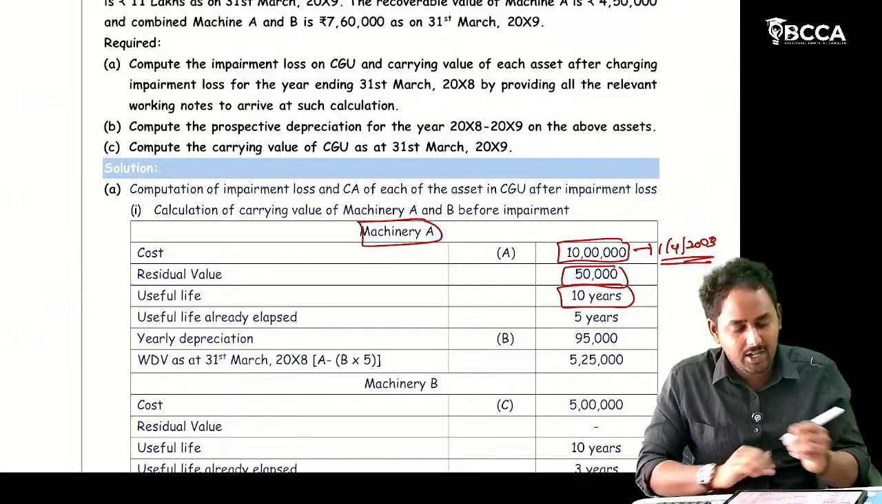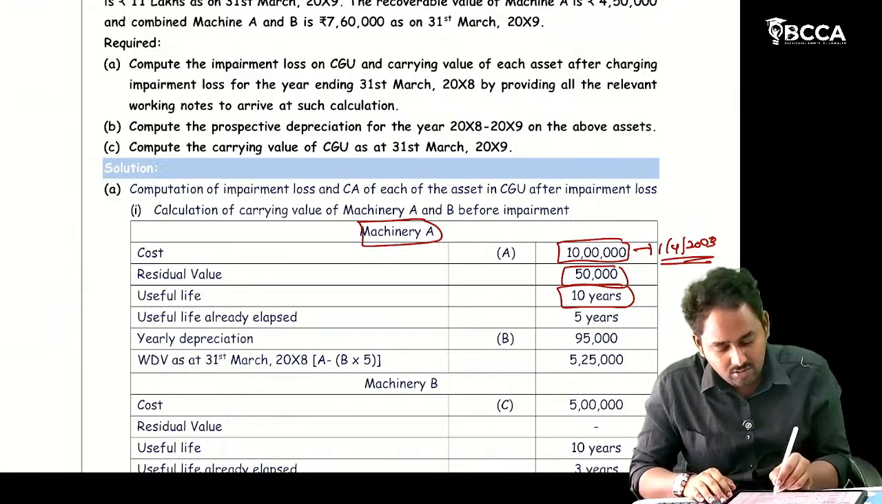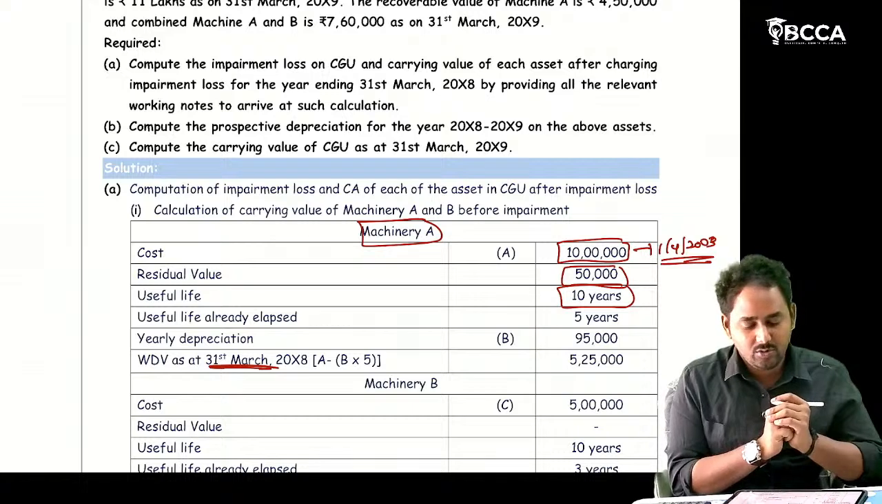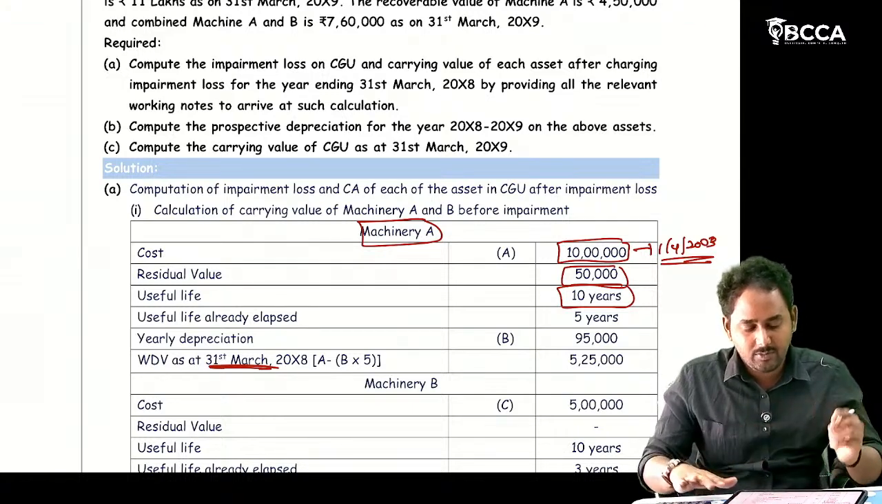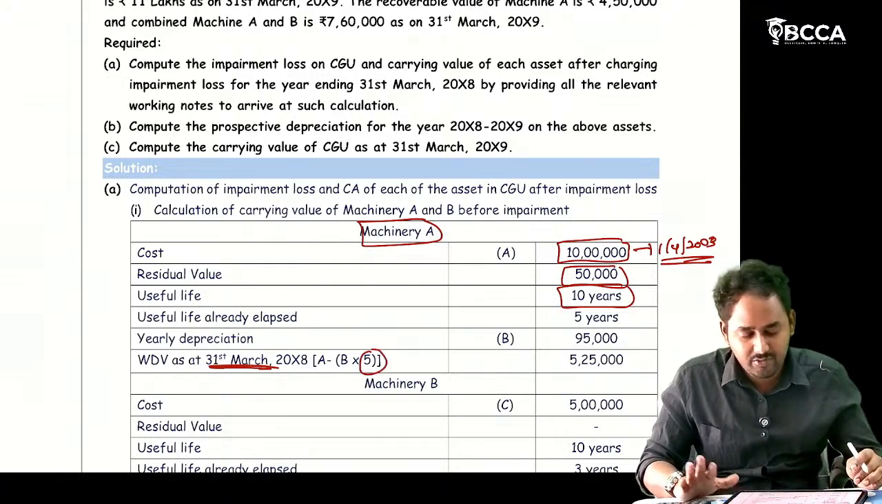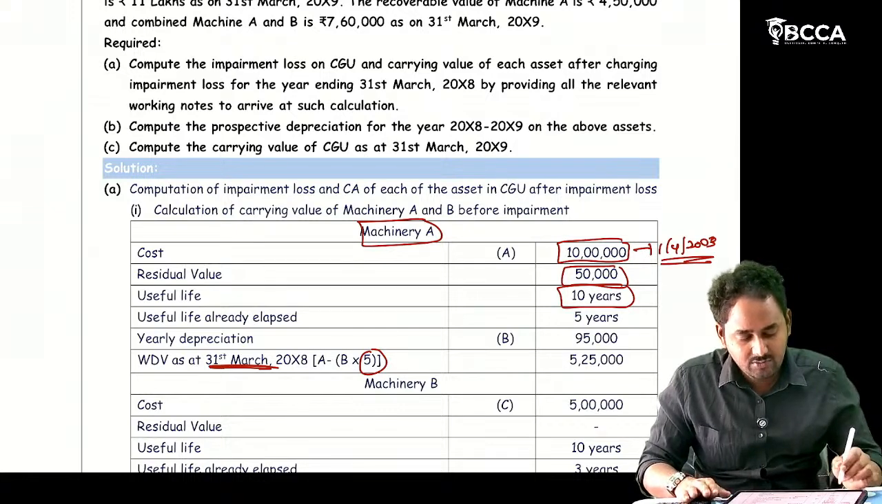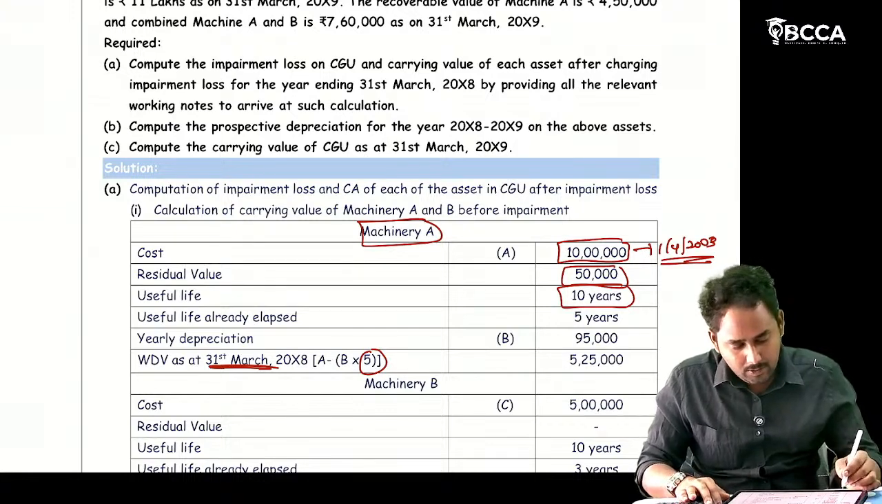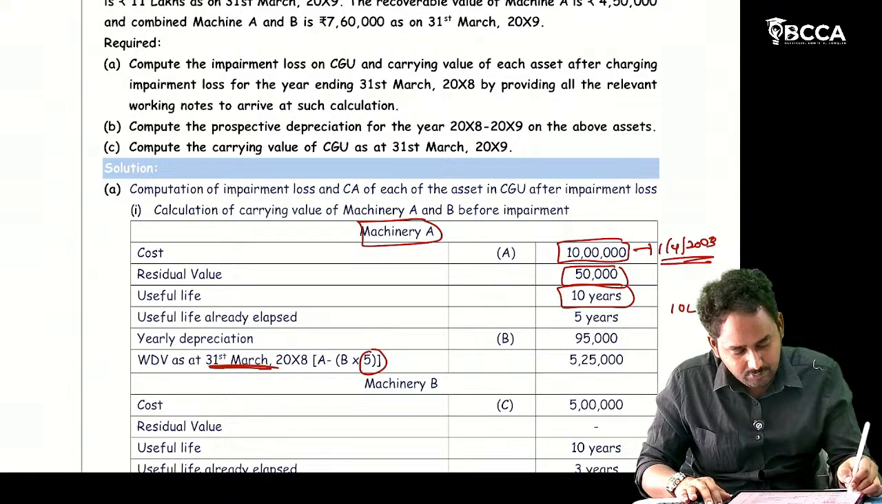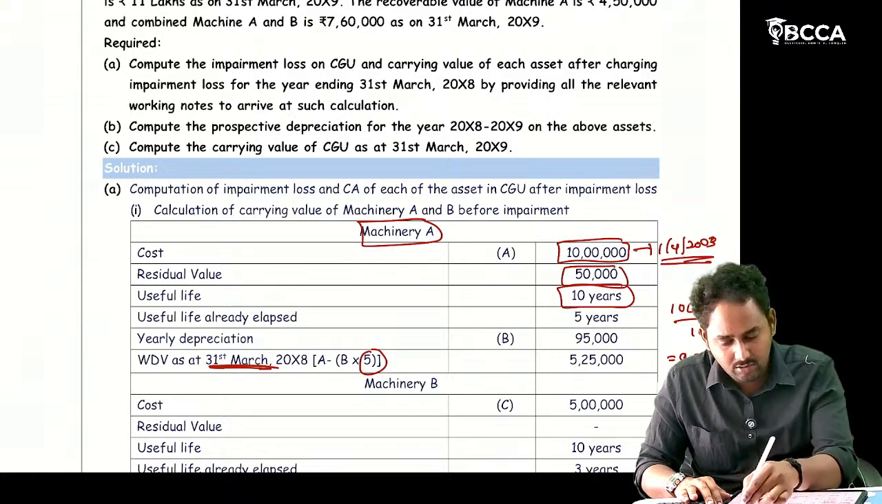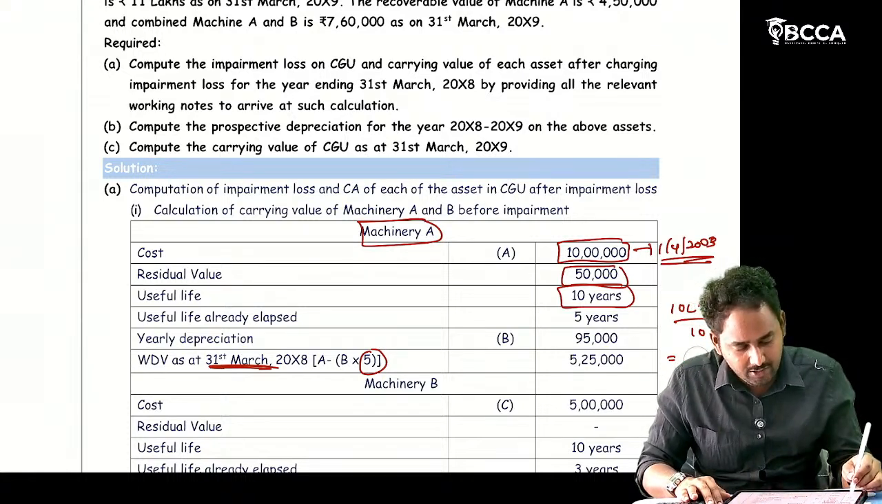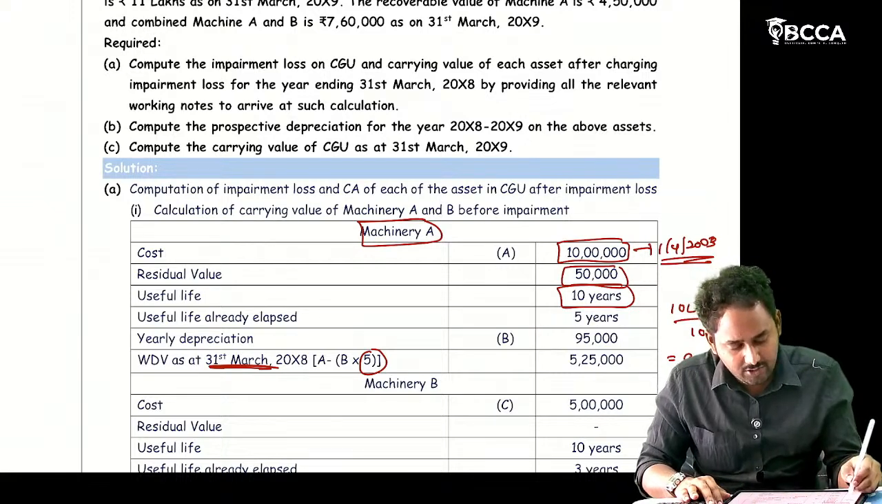Now I want the carrying amount of the asset as on 31st March 2008. So 5 years has been expired. So I should provide the depreciation for 5 years. So what is the depreciation per annum formula? 10 lakh minus 50,000 divided by 10 years equal to 95,000. So 95,000 is the yearly depreciation.